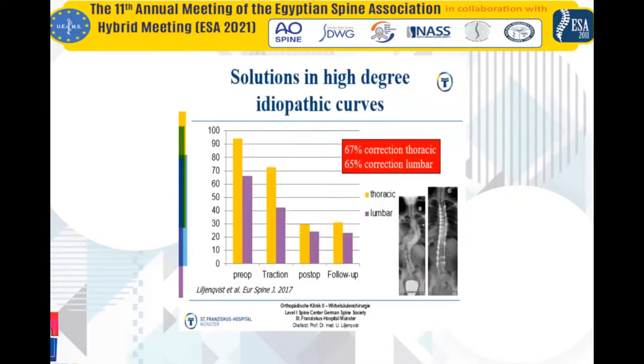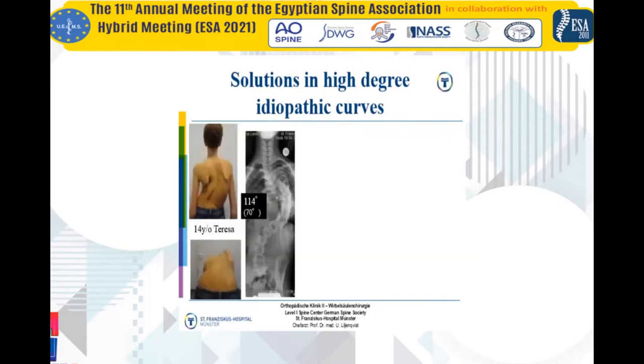The correction we get by that is almost always 70% curve correction. And here you can see our published numbers. Pre-op average angle was 95 degrees, and we corrected down to below 30 degrees. And we were certainly a bit better in the lumbar spine, which is obviously more flexible and wasn't as severe as compared to the thoracic curve. So we get 65 to 70% curve correction with that technique.